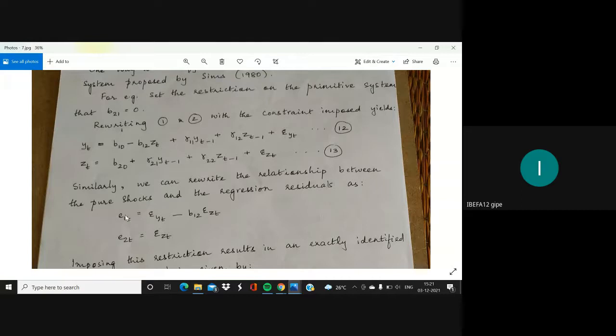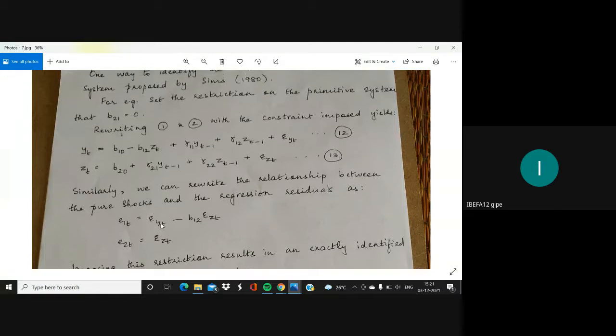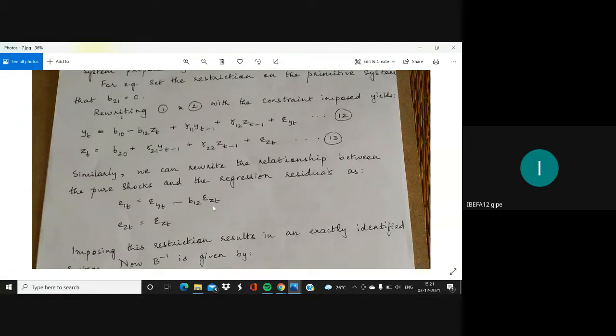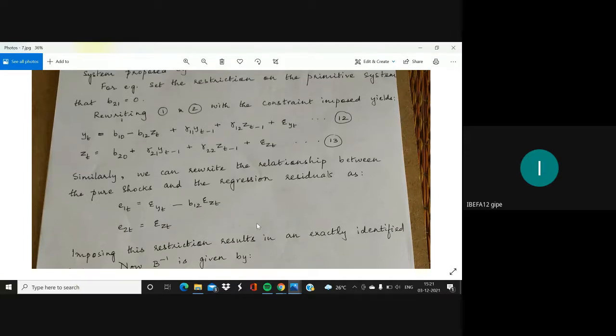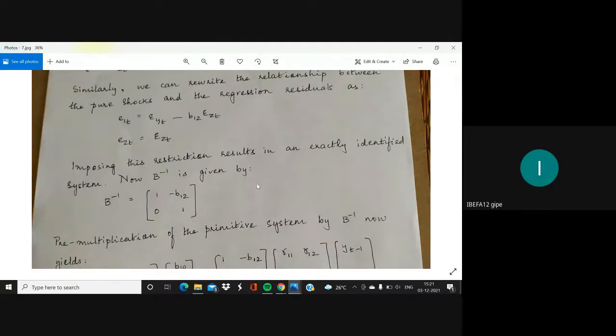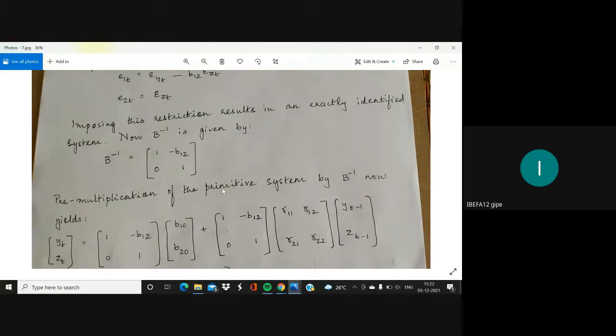So if you try and figure out what the error terms in your VAR model in the standard form are now: E1t, if you multiply it out, B inverse into epsilon t, this is what you'll get, epsilon yt minus B12 epsilon zt. And here E2t will simply be equal to epsilon zt. So here you can see how important this sort of restriction becomes. Before I explain why this restriction becomes so important when you look at the regression residuals or regression error terms, let's just look at these equations.